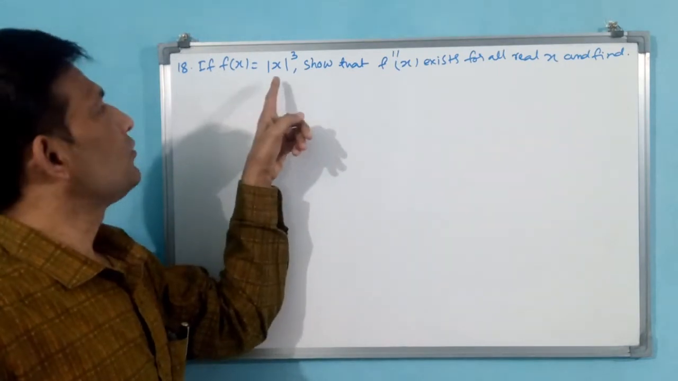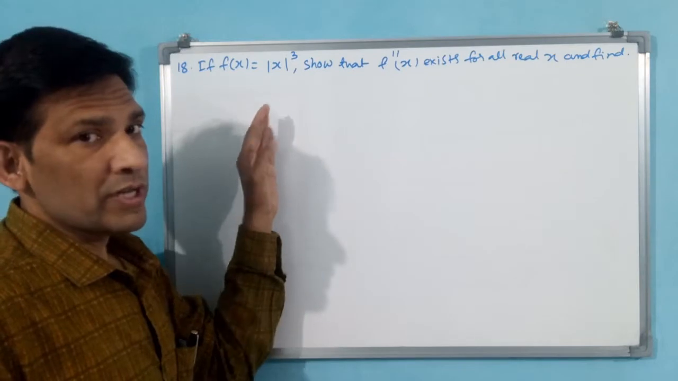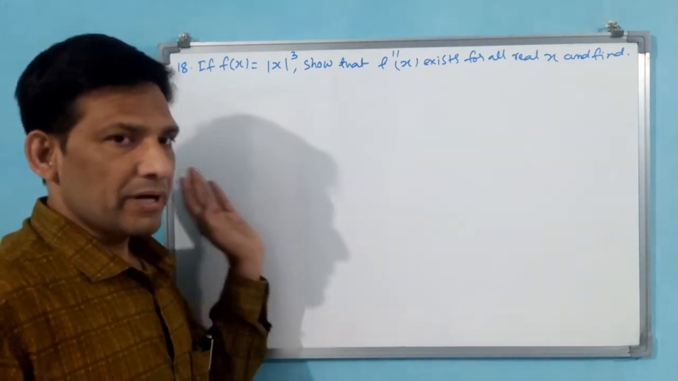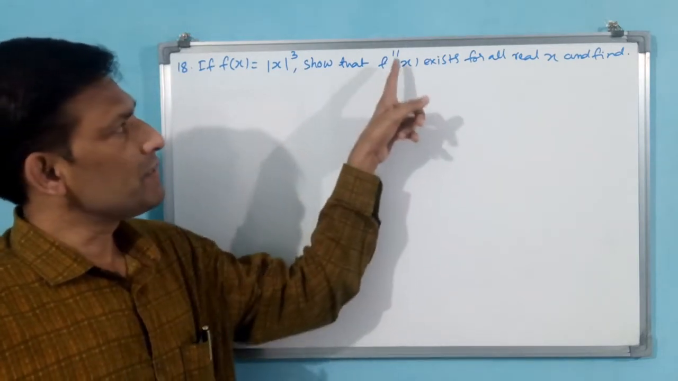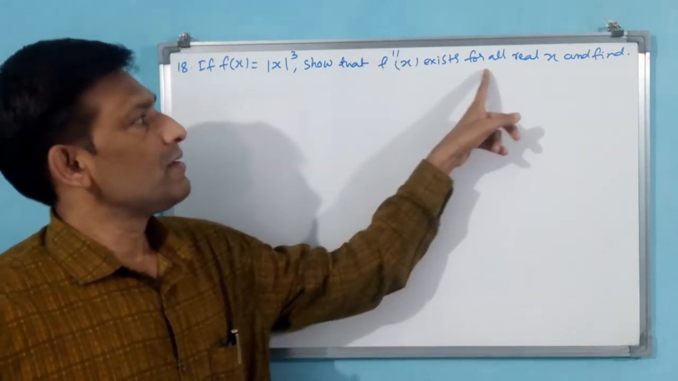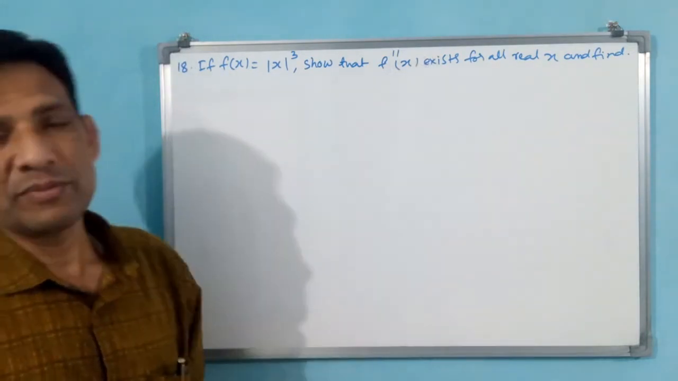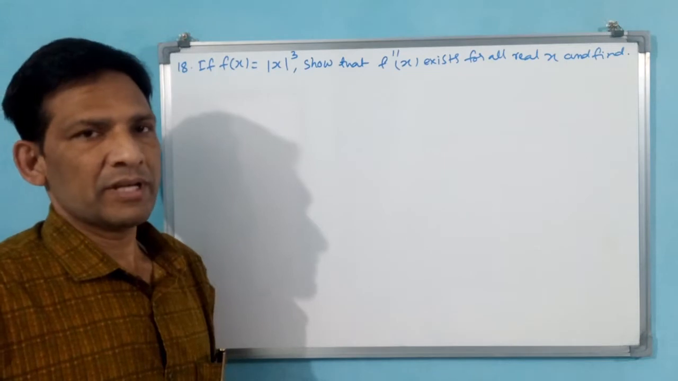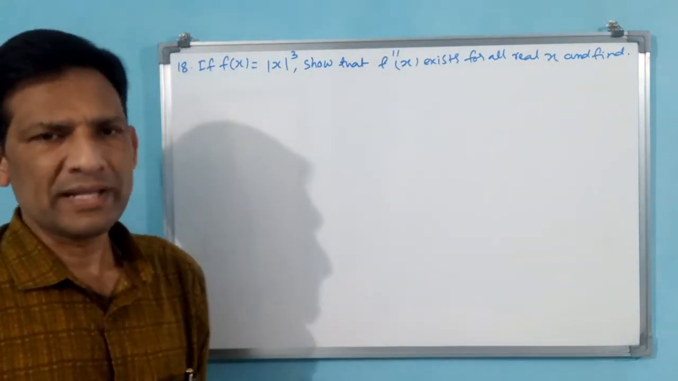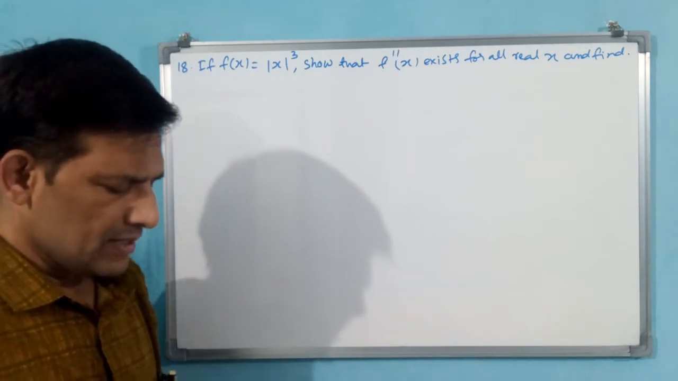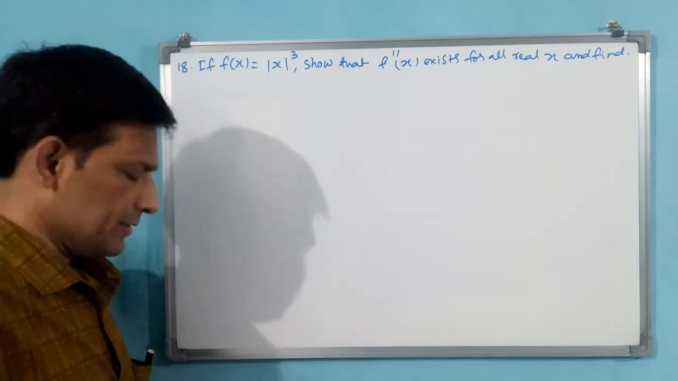If f of x is equal to modulus x cube, what you are doing here is, any number you first take the modulus of, then you cube it. Show that f double dash x exists for all real x and find it. That means f double dash x is the second order derivative. It should exist and we have to find it. Let us find it. See how I am writing.